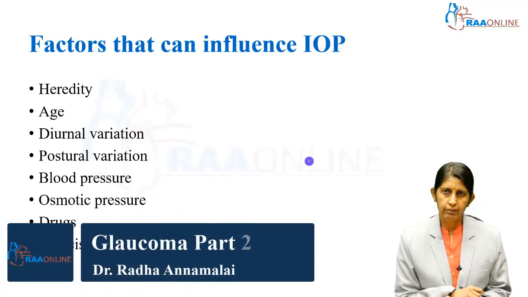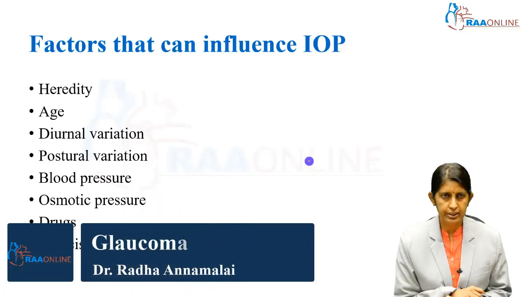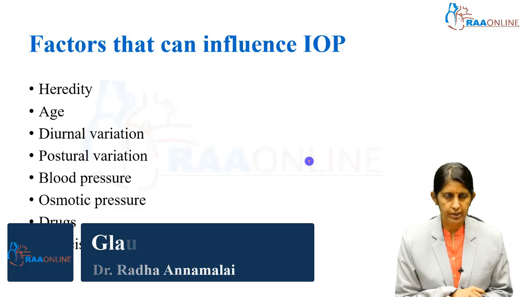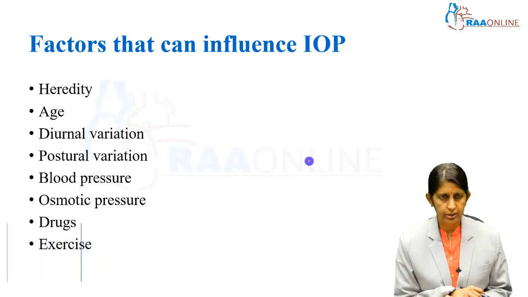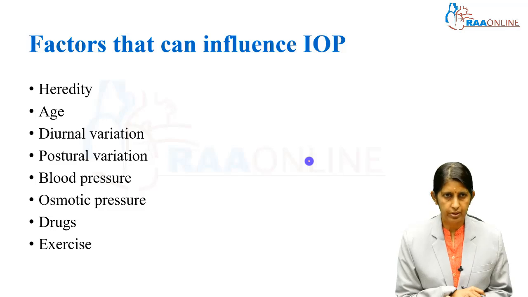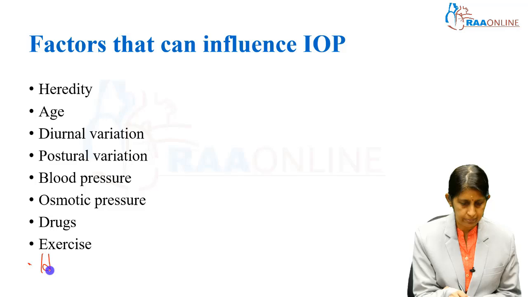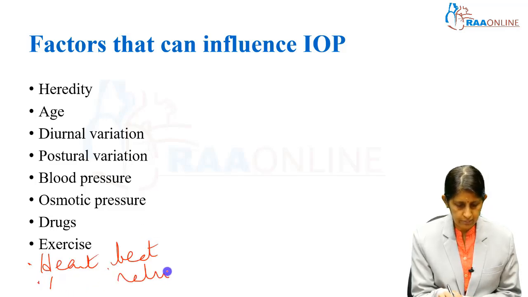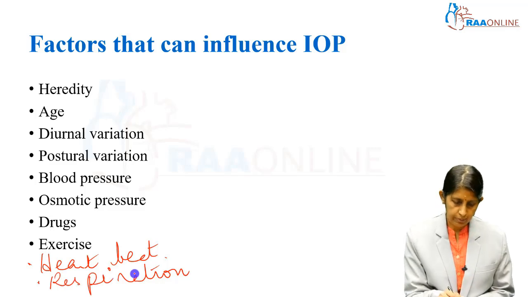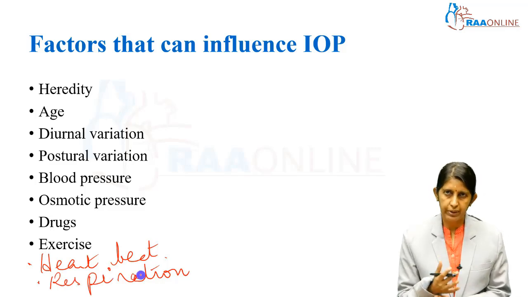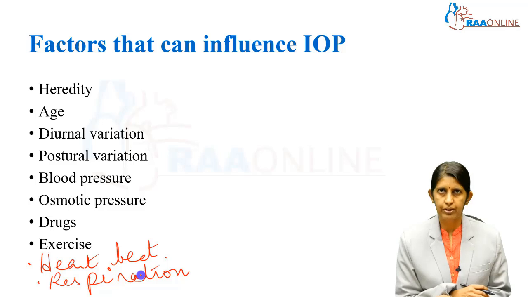Now, factors that can influence intraocular pressure can be heredity, age, diurnal variation, postural variation, blood pressure, osmotic pressure, drugs, exercise. Also, heartbeat is very important, and respiration. All these, heartbeat and respiration, are very important determinants; they play a very big role in the height of the intraocular pressure. So when I say heredity, I'm talking about races.